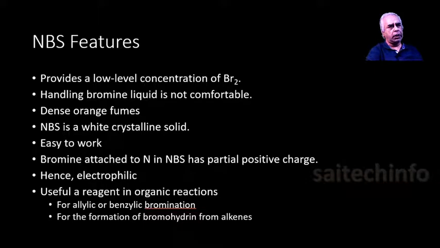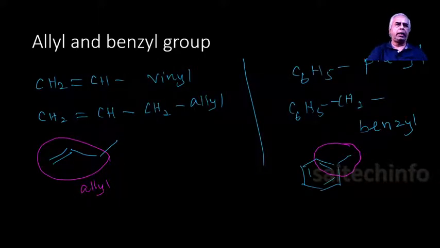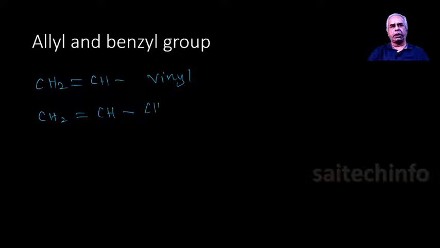Now let us see what is allyl and benzyl group. So, you know something about the vinyl group, that is vinyl is nothing but CH2=CH. Whereas allyl is CH2=CH-CH2, that is called allyl group. Allyl chloride means CH2=CH-CH2Cl. So, it makes the difference.